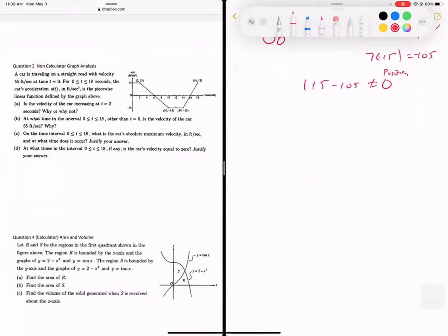Okay, so that's it. Does anyone need help with D? Number four. I feel like number four is one of the easier ones, right? Because we literally just did that section.